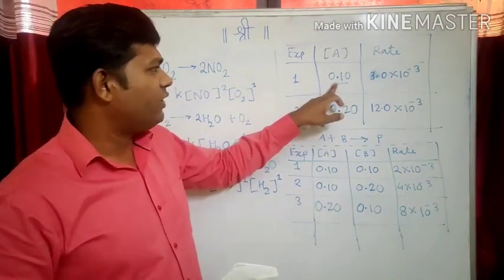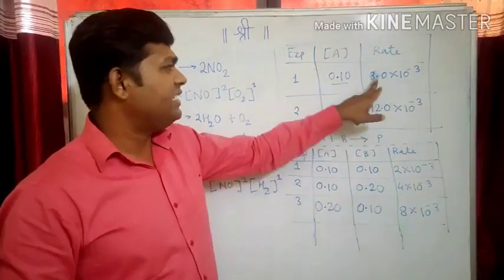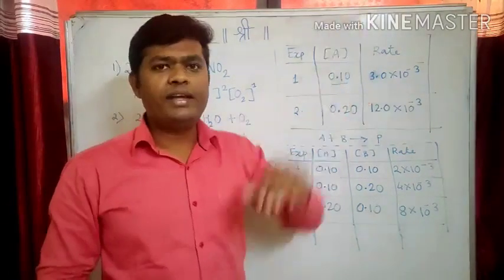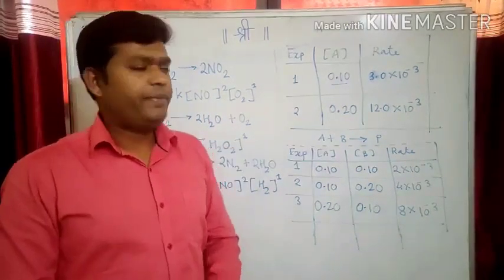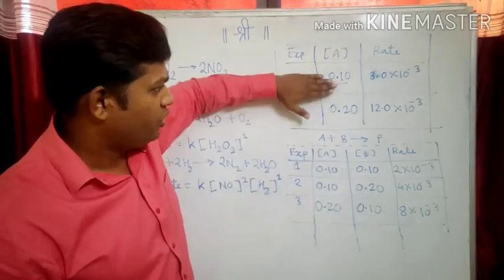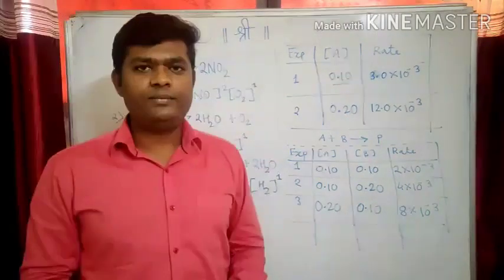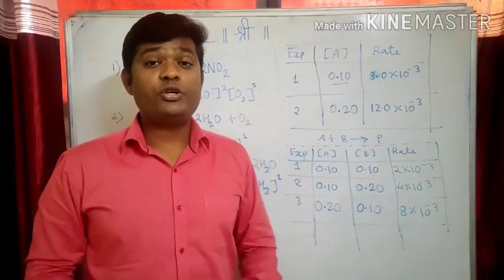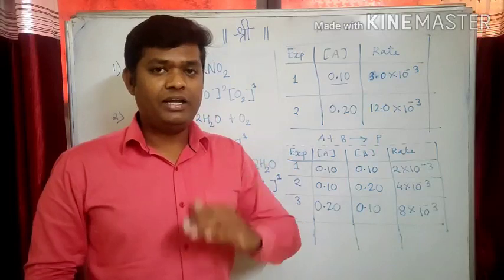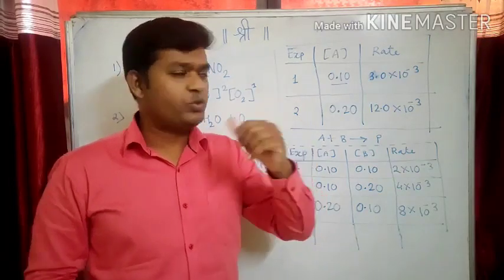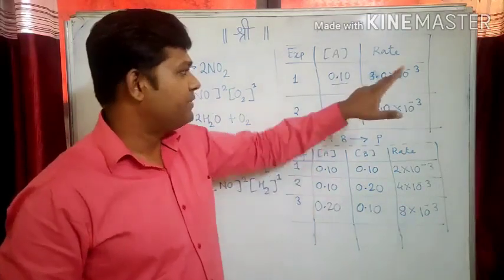So the concentration of reactant A is 0.10 in the first experiment and the rate is 3.0 into 10 raised to minus 3. Now going to the second experiment, what has changed? The value of reactant A is changed from 0.10 to 0.20. This means that the concentration of reactant A is doubled. Concentration of reactant A is increased 2 times.